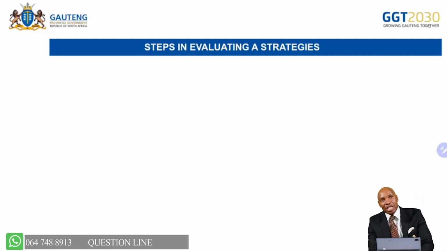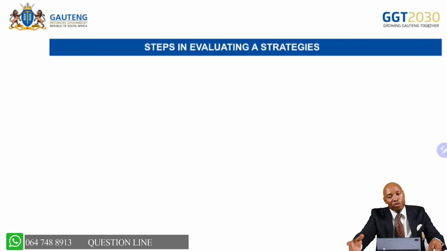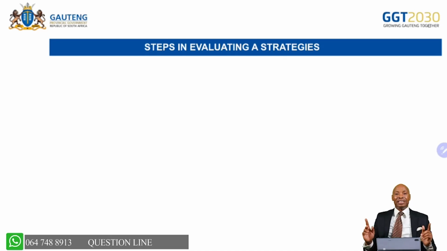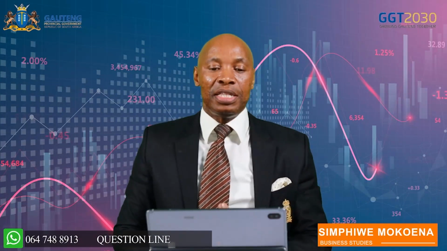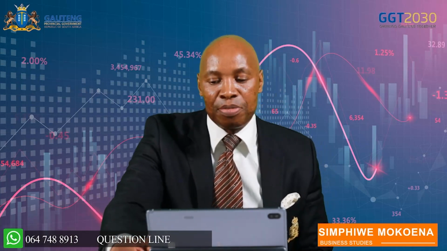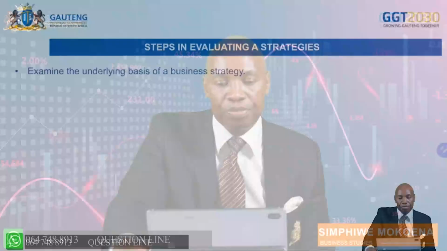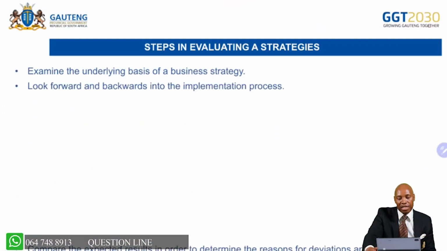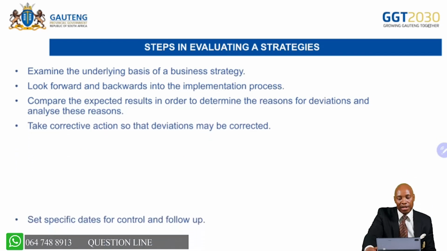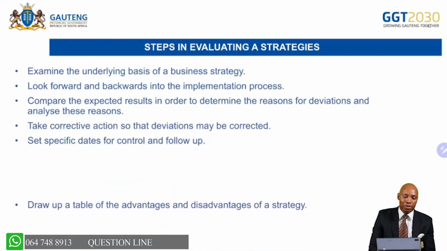Now we're getting to the last part of the strategic management process, which is steps in evaluating a strategy. Remember, we came up with a strategy to say we will use this strategy. So we're not going to wait until the last day to evaluate the strategy. It's important that in the main, we keep on evaluating the strategy. Now let's look at the steps in evaluating a strategy. Just hang on, they are coming. There we go.